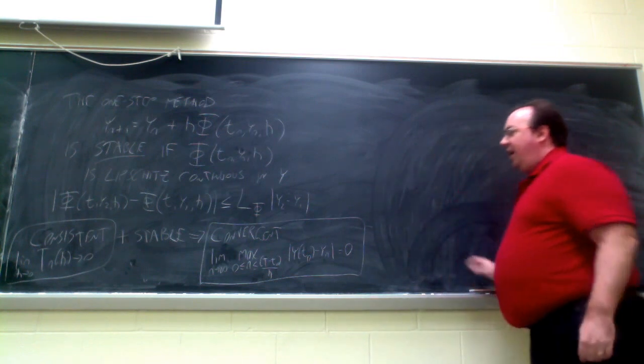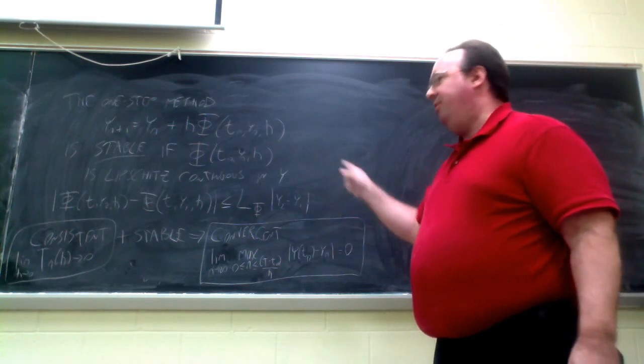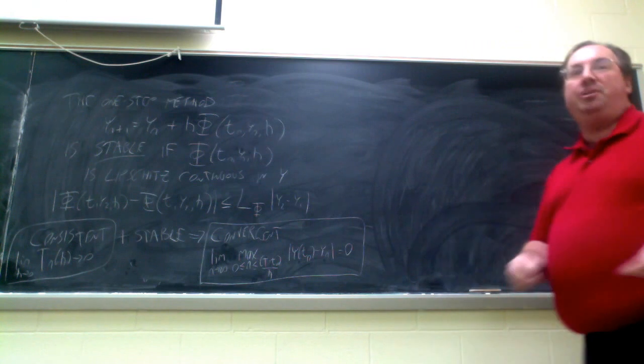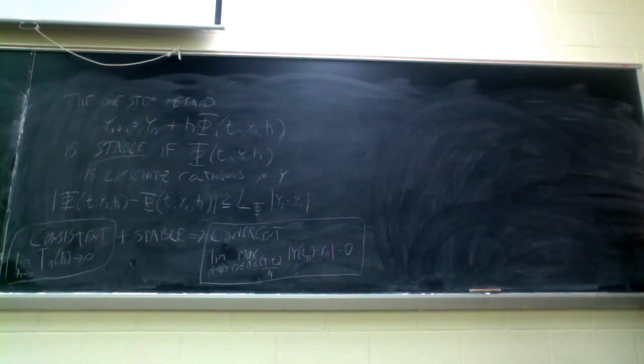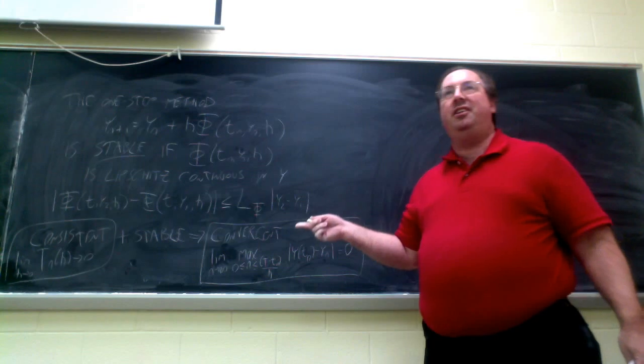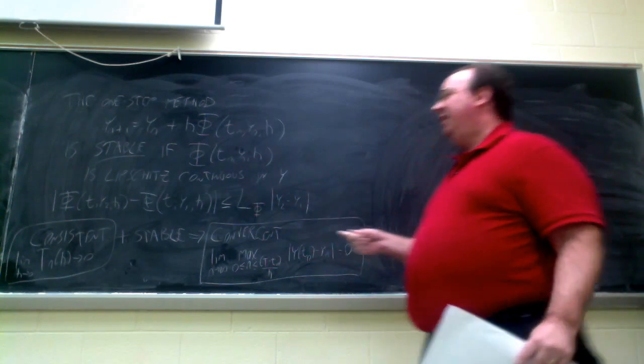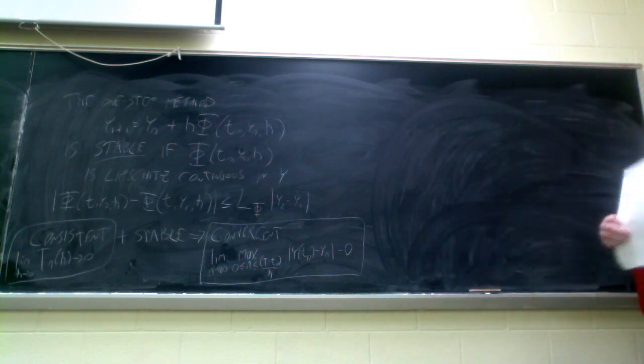So I'm going to now prove that for a general one-step method, if it is consistent and stable, then it is convergent. And it's going to be very similar to what I did with Euler's method. At least the difference is, with Euler's method, we knew what the local truncation error is. It was like h over 2 times y double prime. So we knew it went to 0.